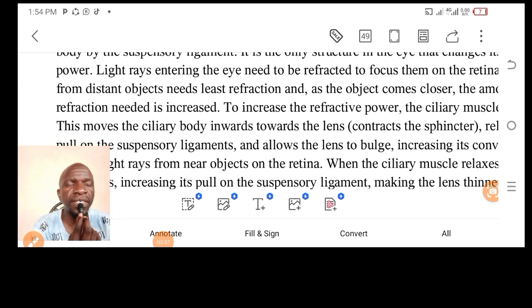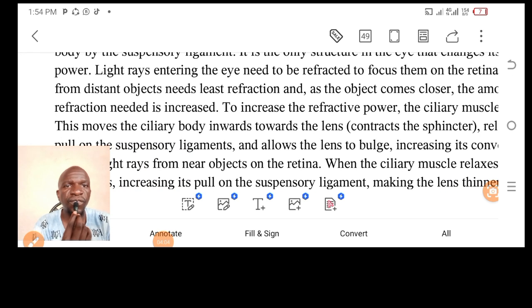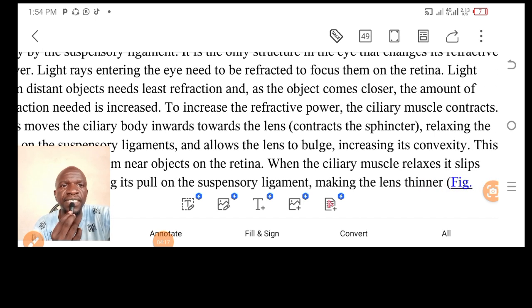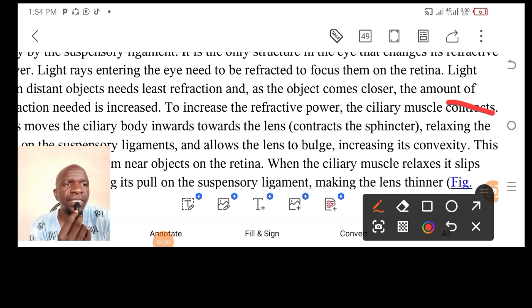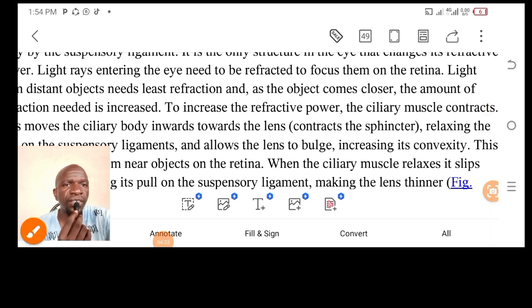Light from distant objects needs the least refraction, and as the object comes closer, the amount of refraction needed is increased. So light that comes from a distance needs least bending. But as the object comes closer, the amount of refraction needed increases. To increase the refractive power, the ciliary muscle contracts.